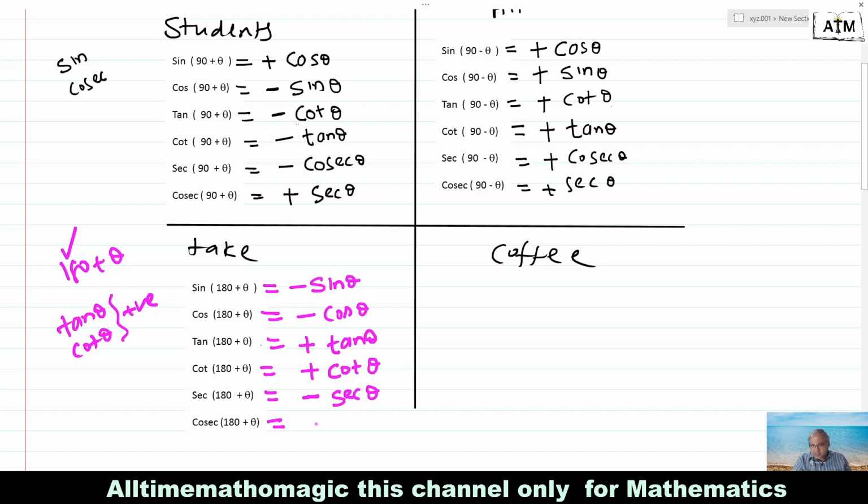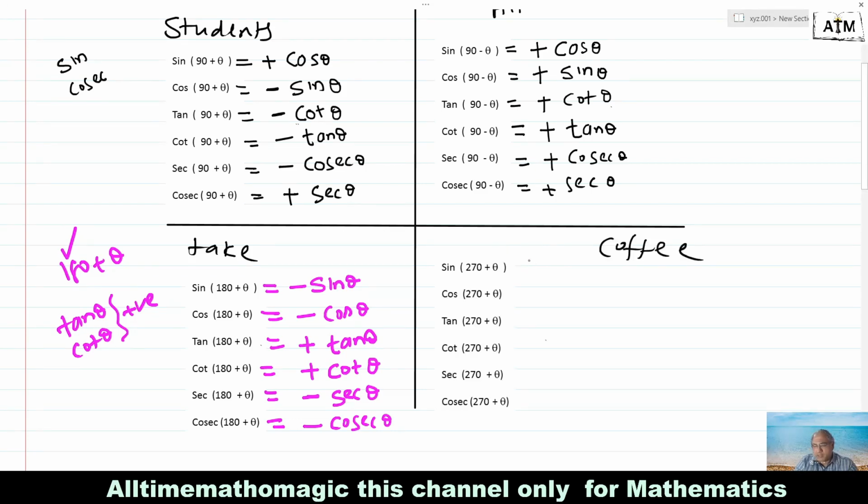Now cosec 180 plus theta, it is in the third quadrant, it is negative. Because of 180, conversion is not allowed. Therefore, the same function will appear. Therefore, minus cosec theta. In this way, sin 180 plus theta equals minus sin theta, cos 180 plus theta equals minus cos theta, tan 180 plus theta equals plus tan theta, cot 180 plus theta equals plus cot theta, sec 180 plus theta equals minus sec theta, and cosec 180 plus theta equals minus cosec theta.